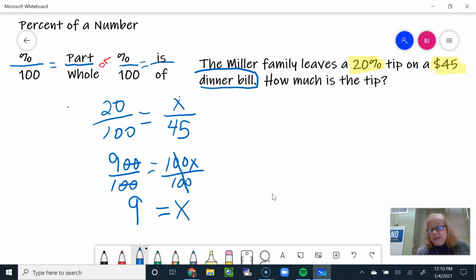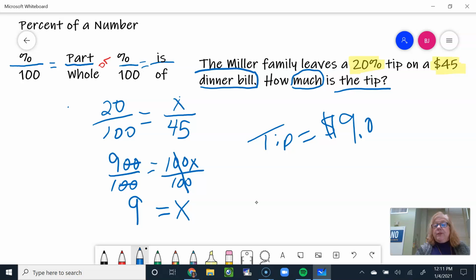Is our answer just 9? No, because it's asking us how much is the tip. And we're doing this in dollars. So our tip, excuse me, let me erase that, make that a little bit better here. Our tip equals $9. Okay? So that's how you would work the first problem.